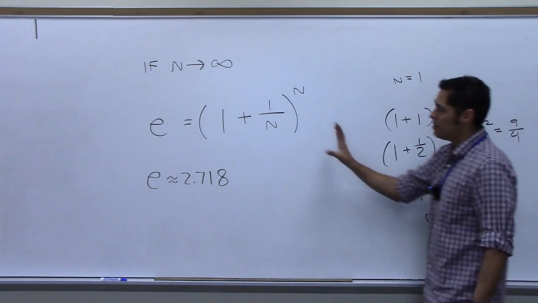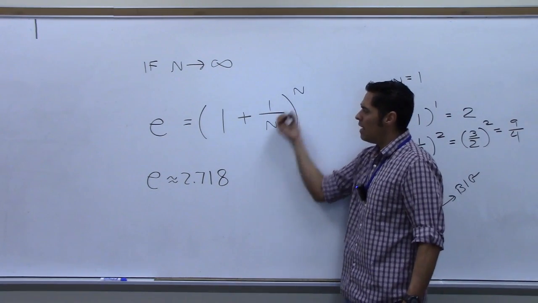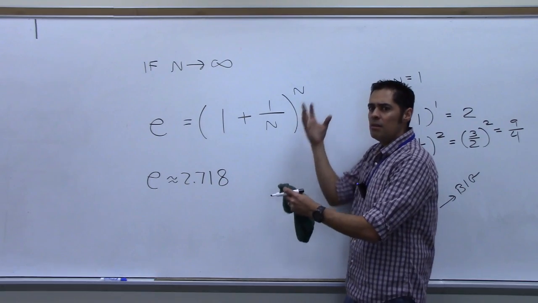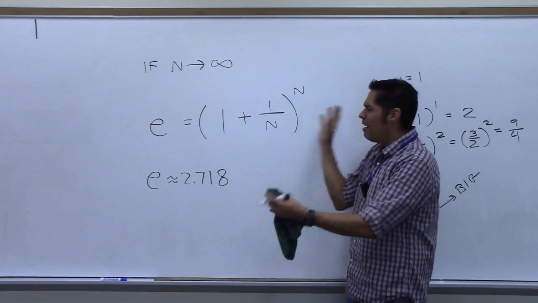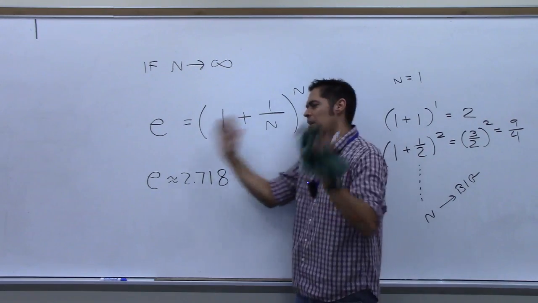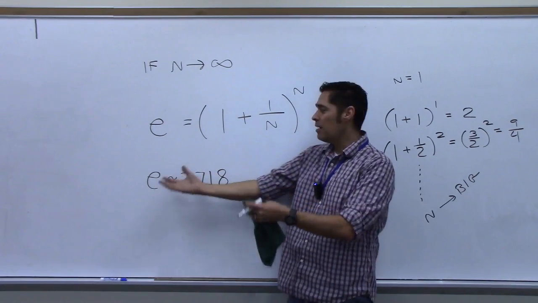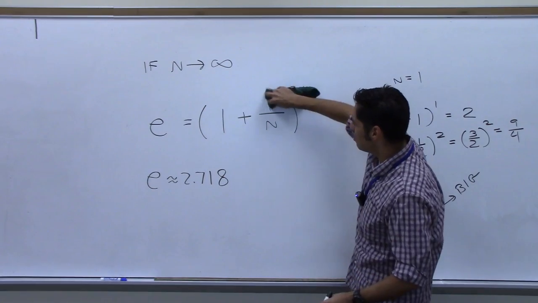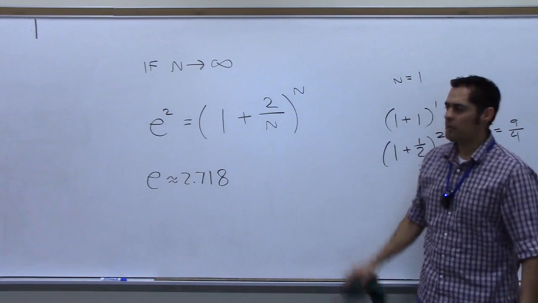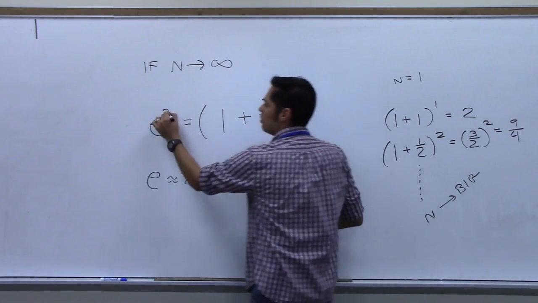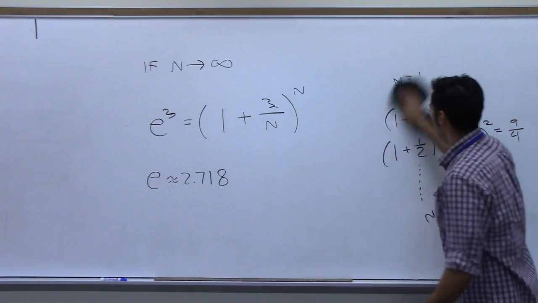You have to analyze. This is going to 1, that's going to big. What happens? Does it blow up and get huge? Does it go to 1? No, they compromise. They meet in the middle. They say, you know what, we'll just be e. And if you change this to 2, it's e squared. And if you change that to 3, it's e cubed. It's weird stuff.